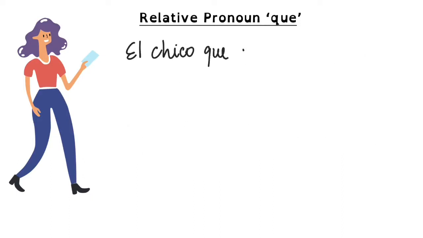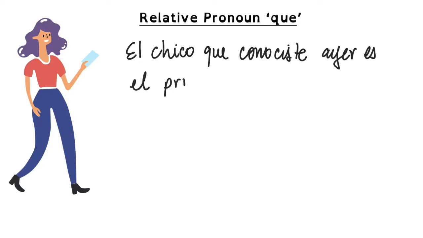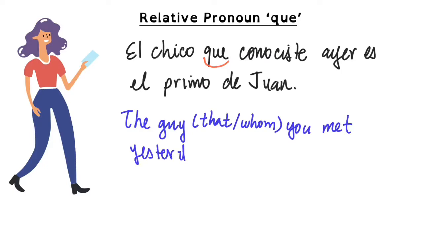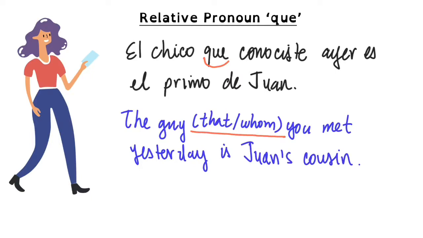For example, el chico que conociste ayer es el primo de Juan. So notice that I need to have the word que in order to add that extra piece of information. While in English, I can just simply say, the guy you met yesterday is Juan's cousin. So notice that I don't need to add a relative pronoun.